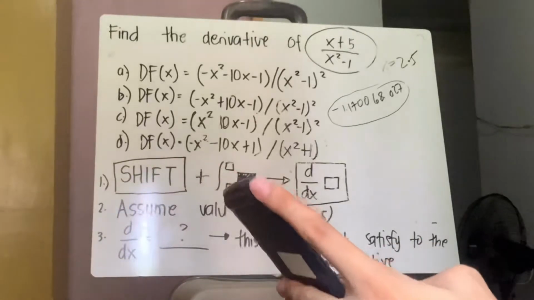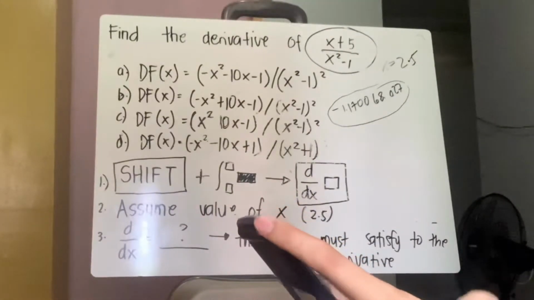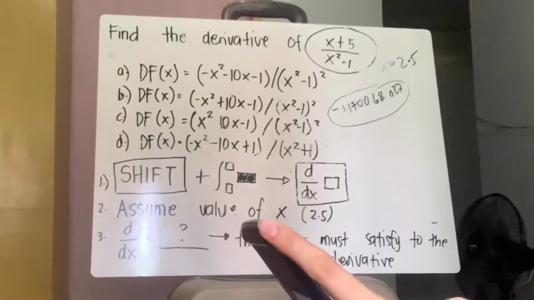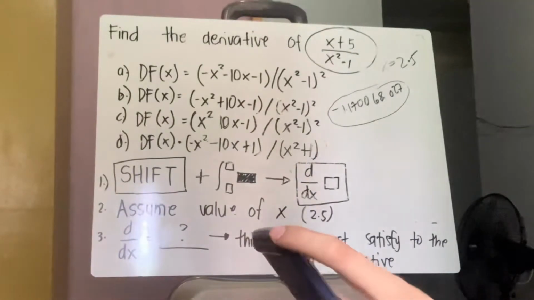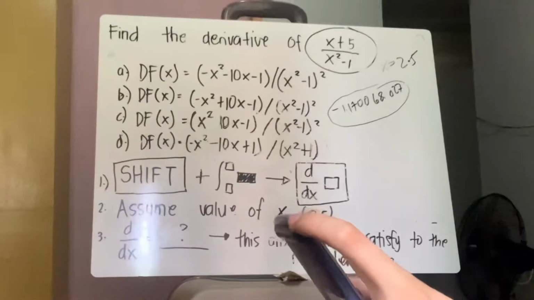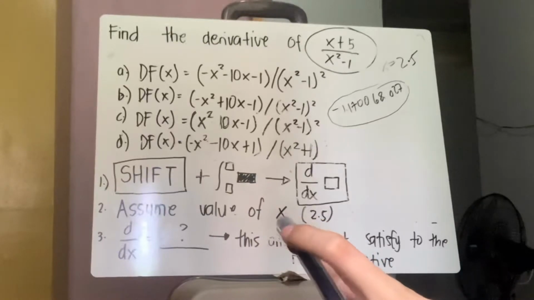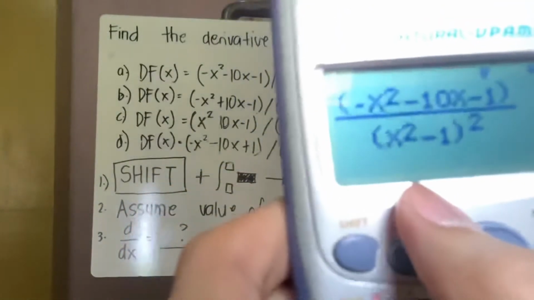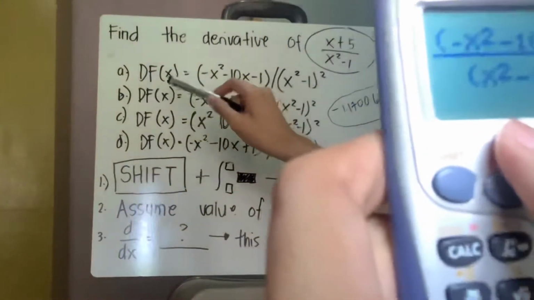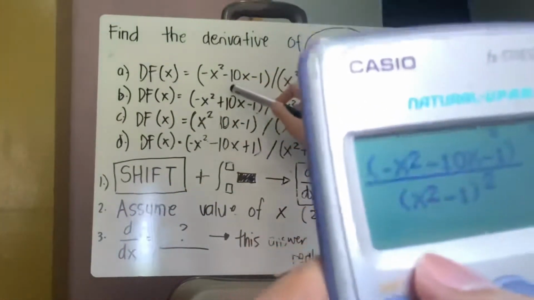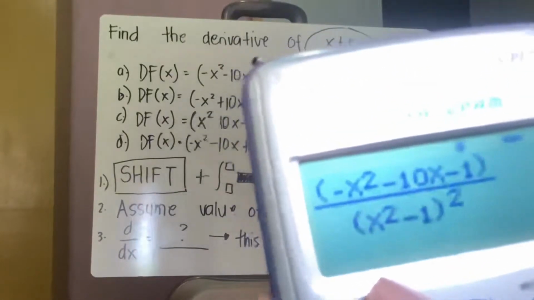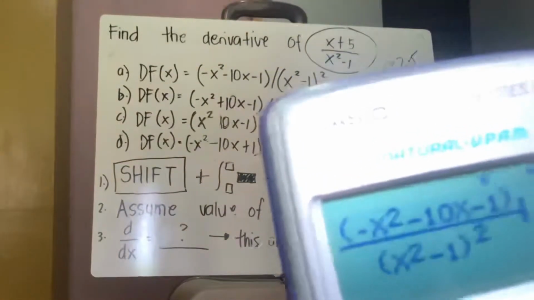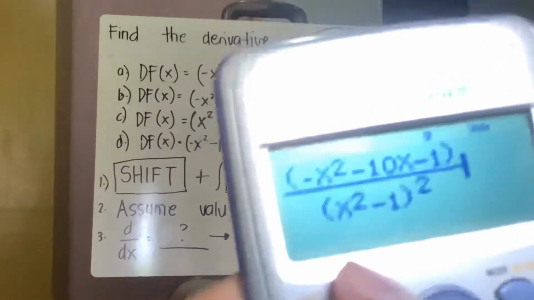I am just going to input this one. Minus 1, negative x squared. So how exactly? This is what I did. I first inputted my first letter, which is negative x squared minus 10x minus 1 over quantity x squared minus 1 squared. So, like this first. This is our letter A.